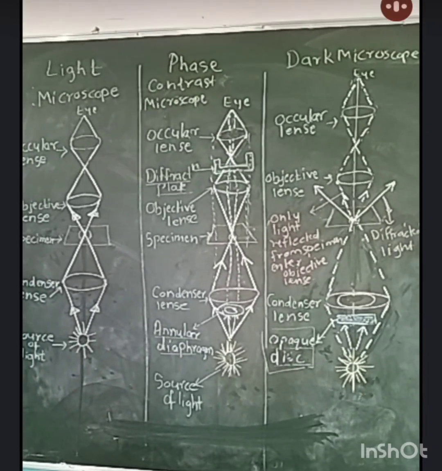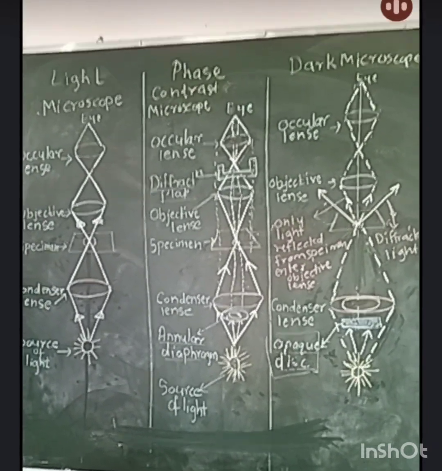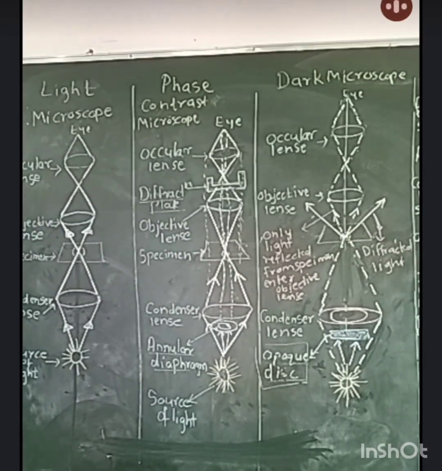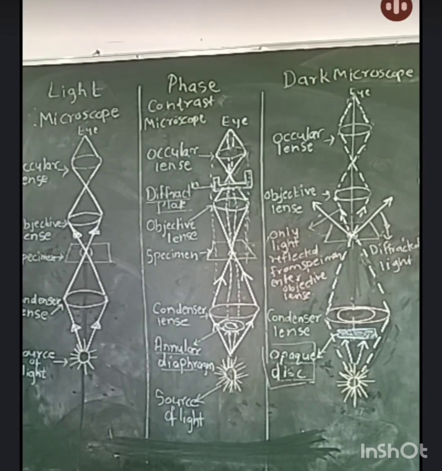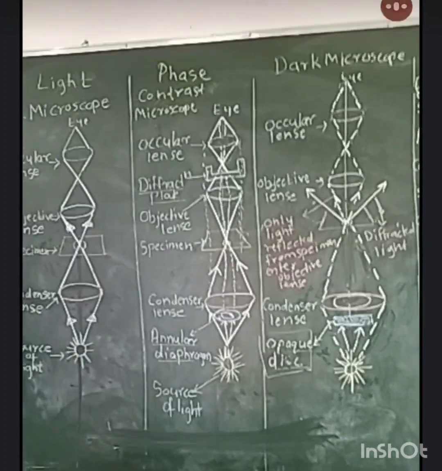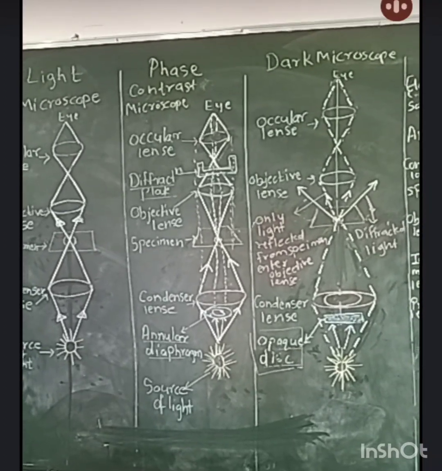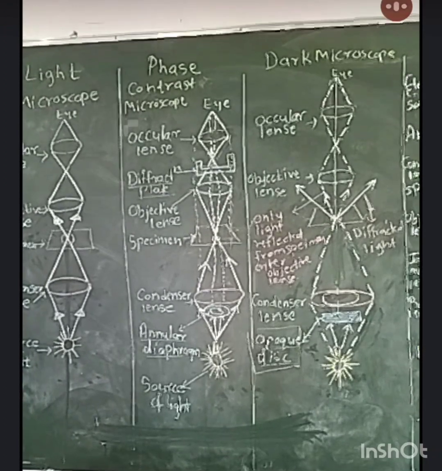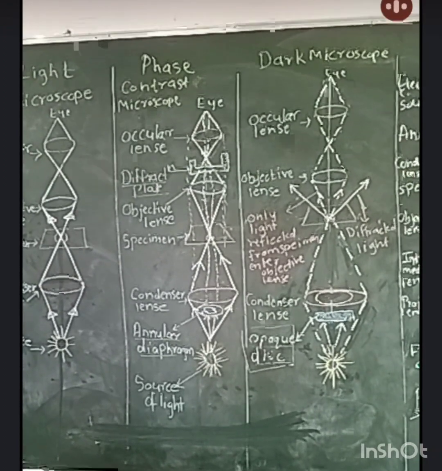In a phase contrast microscope, the image is formed in a contrast type, meaning some dark, some light, not fully dark, not fully bright field, a contrast kind of image, because of the phase ring or diffraction plate, and there is a formation of the final magnification of that image by the objective.